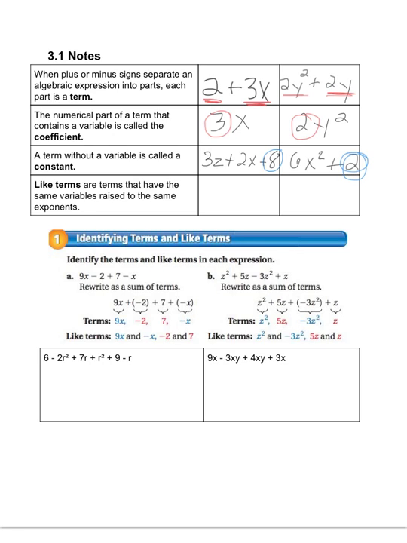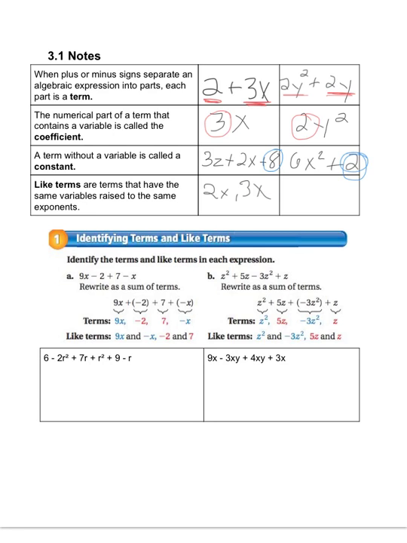Our last vocab word that we need to understand to identify terms and like terms is like terms. Like terms are terms that have the same variable raised to the same exponents. Okay? So, for example, if I have a 2x and a 3x, these are like terms because they both have the same variable, x, and we see that they are both raised to the same power, 1.